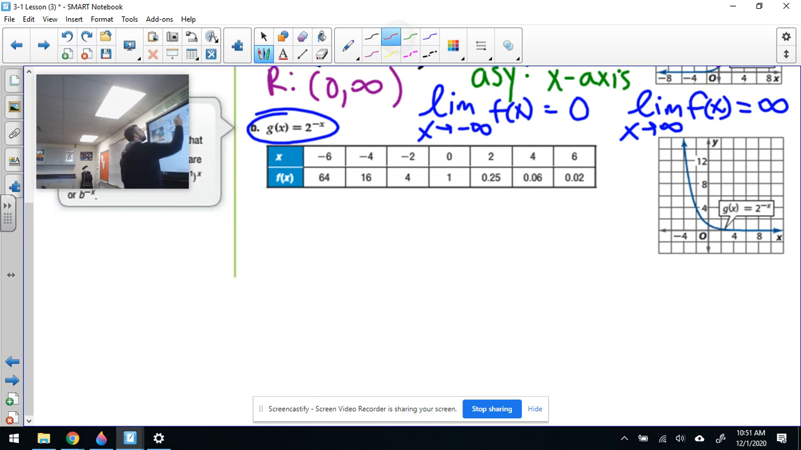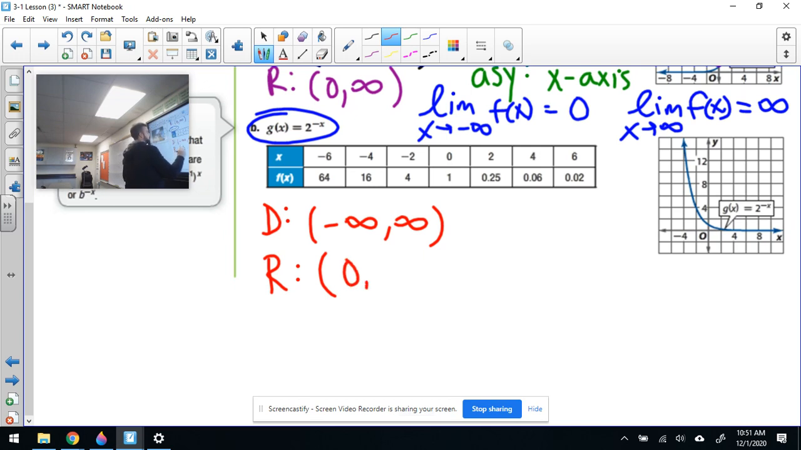Okay, so let's look at, again, the domain. Domain doesn't change. I can put in any value of x. I can do really big numbers. I can do really small numbers. Doesn't matter. So my domain stays the same. My range, again, also stays the same. I still get super close to the x-axis, but never go below it, and I can go really, really high. So it goes from 0 to infinity.